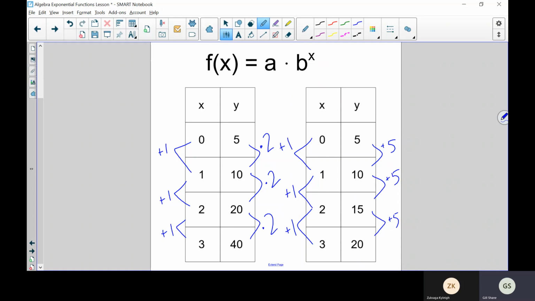If the pattern in the y values is based on addition, then what? It's the same for it. Nobody can tell, nobody can read my mind.